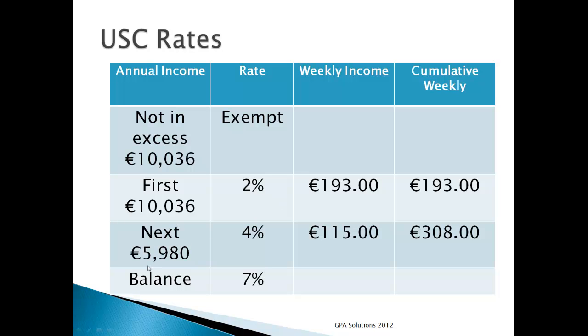The next €5,980 of an individual's income or €115 on a weekly basis will be liable to 4%, and the balance of an individual's income in excess of €10,036 and €5,980 will be liable to 7%.